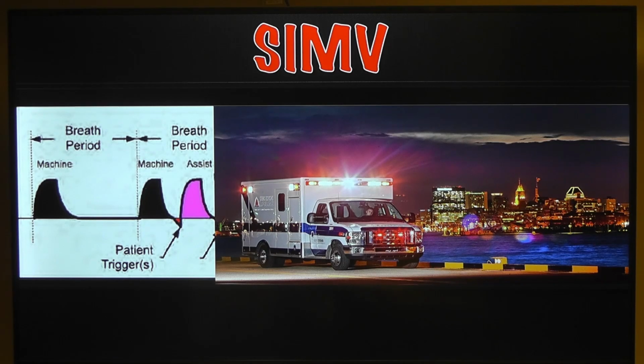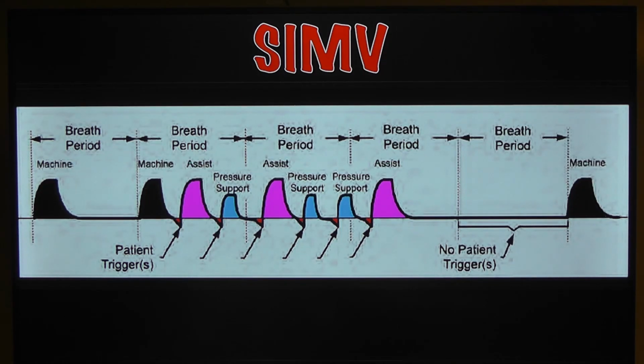So whether it was machine-initiated or patient-initiated, same breath. Where it starts to change is when you get into another breath inside of that breath period. So a third breath inside that breath period is going to give you a pressure support breath. Notice how that breath is smaller. Typically that breath is going to be smaller because we're not going to give it with as much pressure.